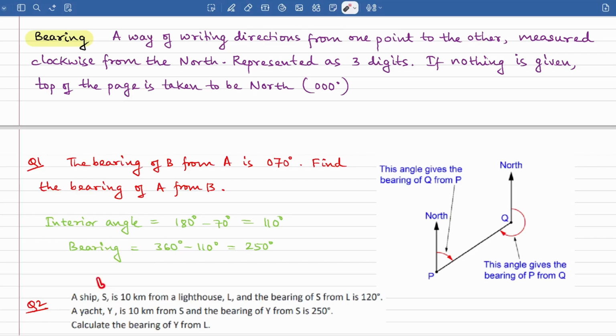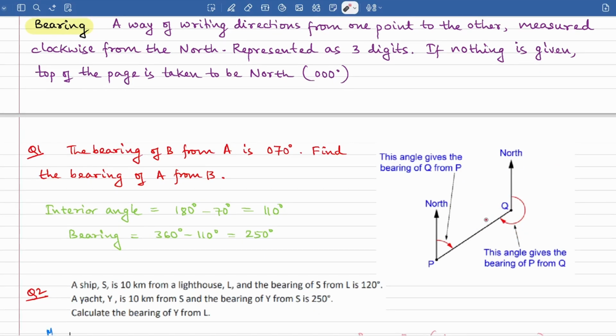A ship S is 10 km from a lighthouse L, and the bearing of S from L is 120. So L is supposed to be my first point of reference, and I will draw 120 degrees from the north line at L. A yacht Y is 10 km from S, and the bearing of Y from S is 250. So something like this, 250. Calculate the bearing of Y from L.